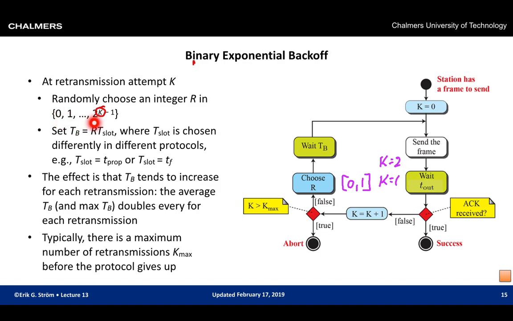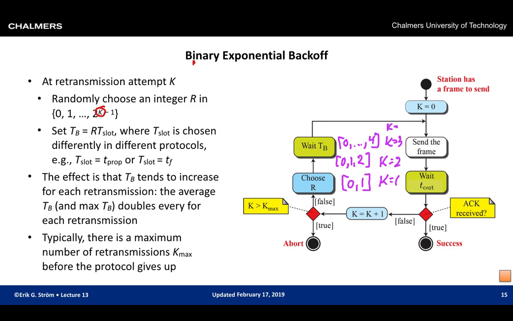Well, we select between 0 and 2 to the power of K minus 1. So for K equals 1, it's 2 minus 1, 2 to the power of 1 minus 1, so it could be 0, 1. For K equals 2, it's 0 to 2. Did I get that right? Okay, so yes, 0 to 2. Now K equals 3, we can choose between 0, 1 up to 4.